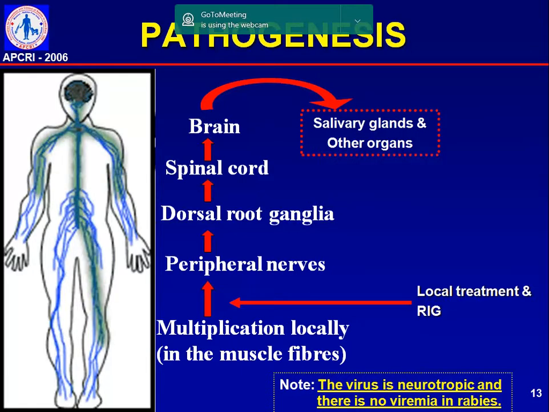Once a rabid animal bite occurs, the virus multiplies locally in the muscle fibers. Thereby, it reaches the peripheral nerves. From there, it reaches the dorsal root ganglion. From there, it reaches the spinal cord. From there, it reaches the brain. And from there, it spreads to the salivary glands and other organs. Okay, the virus is neurotropic, and there is no viremia in rabies.